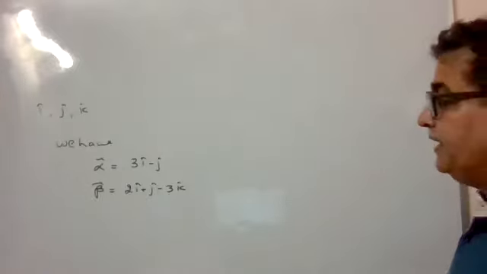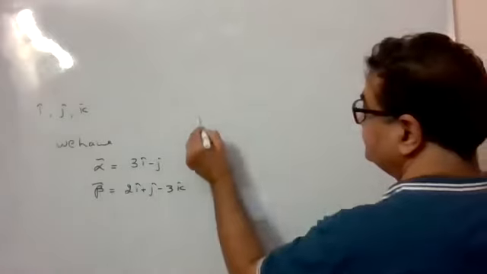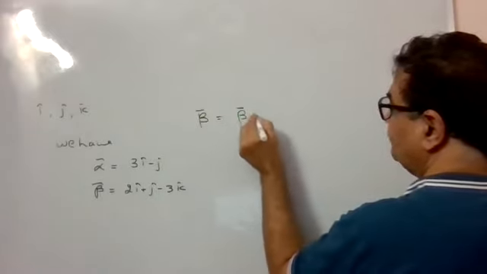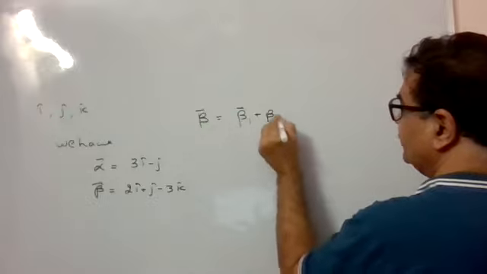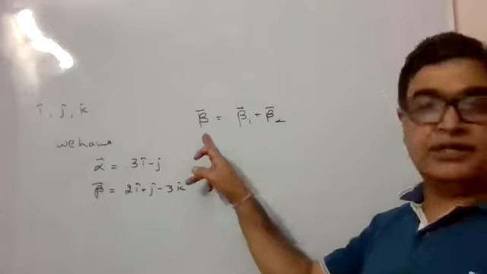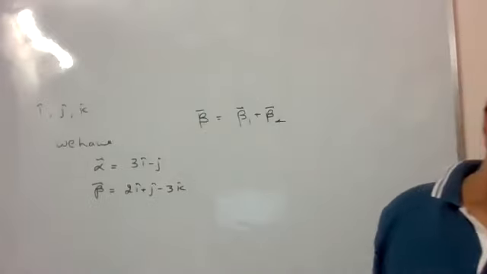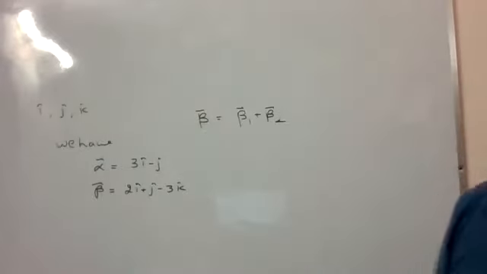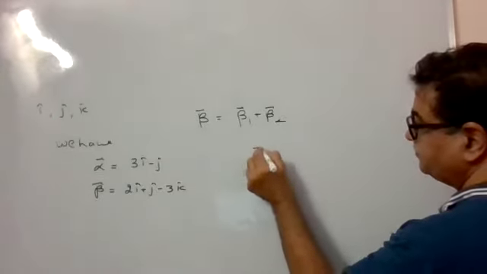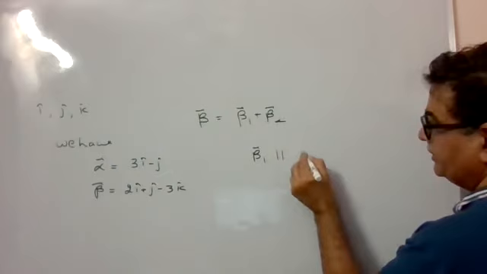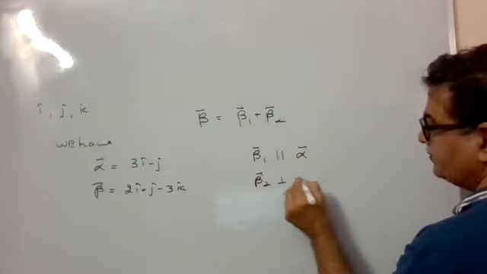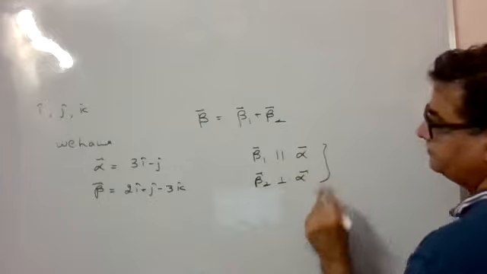Question is: express beta vector as the sum of beta 1 plus beta 2. Express vector beta as beta 1 plus beta 2, where beta 1 is parallel to alpha and beta 2 is perpendicular to alpha.